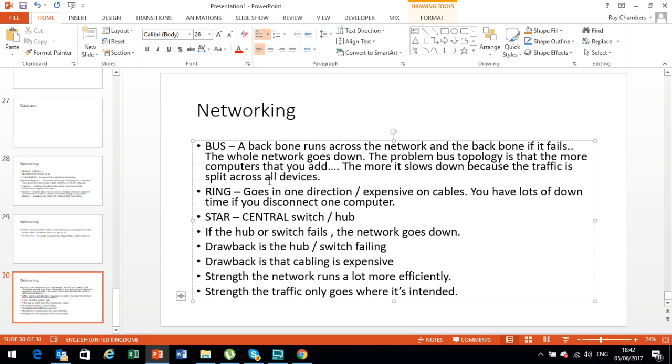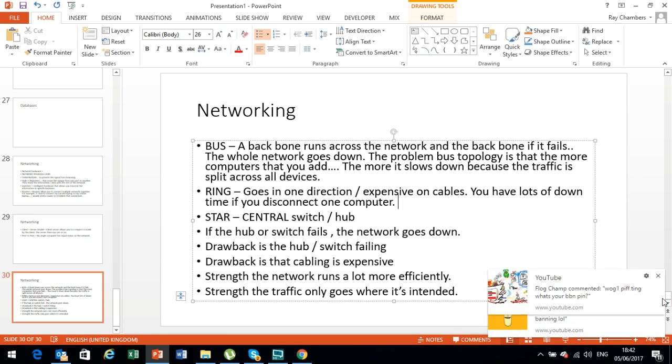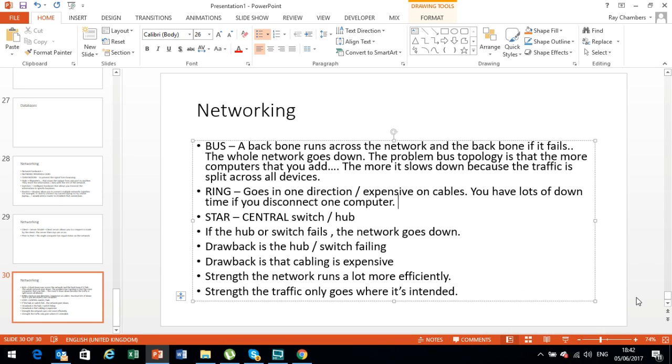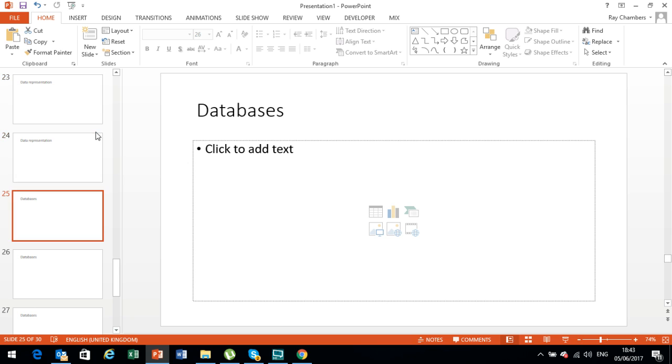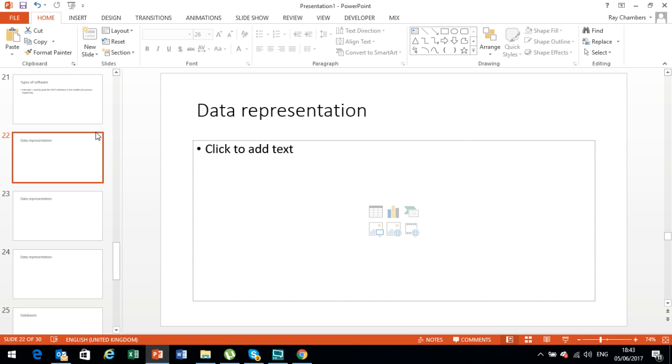So they are the main topologies that you need to be aware of. Now, I'm going to go over databases with you in more detail tomorrow. We're going to do a recap on data representation, and we are going to do some programming tomorrow. I will record some stuff that we do in tomorrow's lesson so that you can watch it back, and I will email out resources to you.